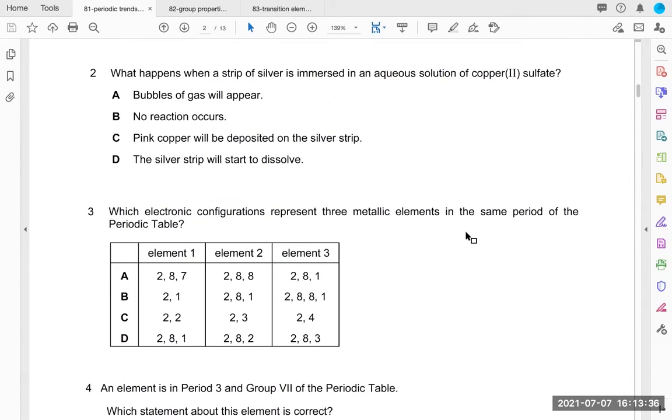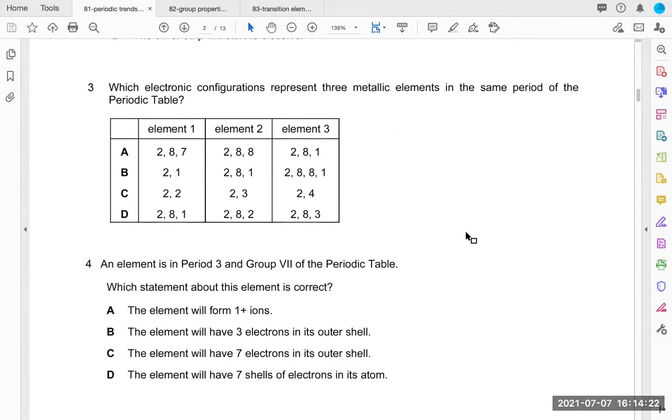Okay, what happens when a strip of silver, so you have silver metal, is immersed in an aqueous solution of copper(II) sulfate? So copper(II) means that the copper ion is there, a Cu2+ ion with a +2 charge, and silver metal is there. Is silver more reactive or less reactive than copper? For that, you have to memorize the reactivity series, and you'll notice that in there, silver is less reactive. So less reactive things will not form ions when more reactive things are there. So copper(II) will remain as an ion because it is more reactive, and silver metal will stay as it is. So B is correct. No reaction occurs.